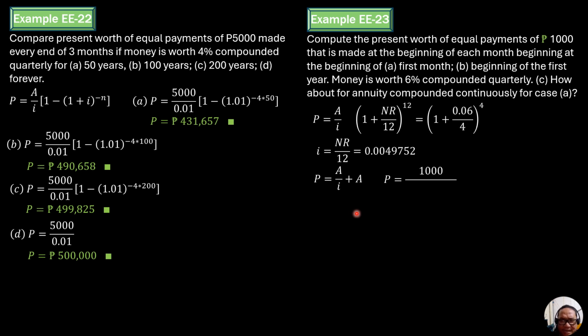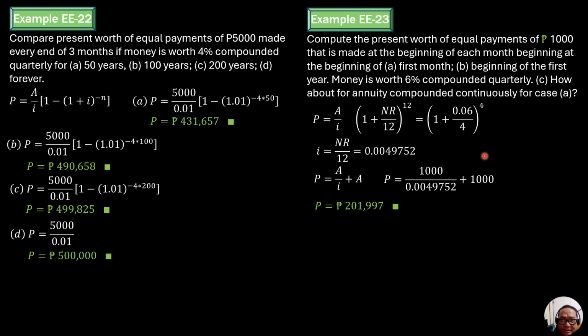So substitute here, plus A, because that's the formula for annuity due. 1,000 over 0.004975 plus 1,000, and that is equal to 201,997. For the second part, the first payment is deferred to the beginning of the first year, so that's the 12th. At 12 there is A, so meaning to say at the 11th month we have to compute the equivalent present worth.